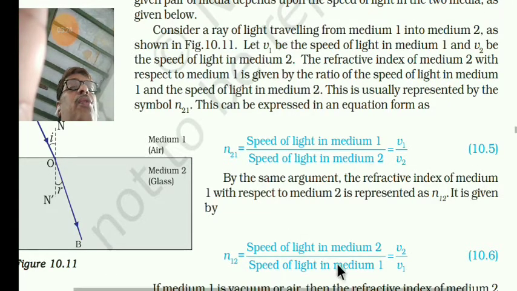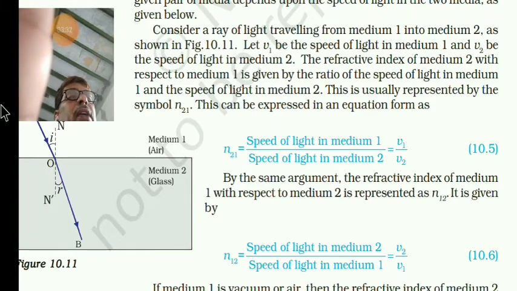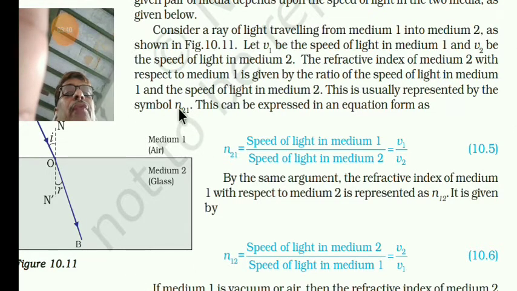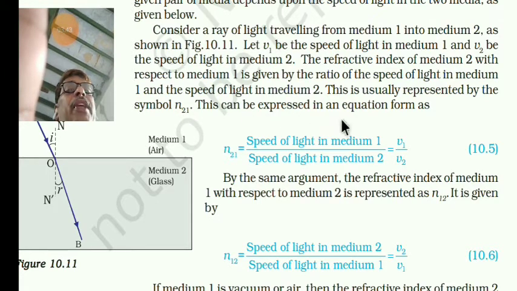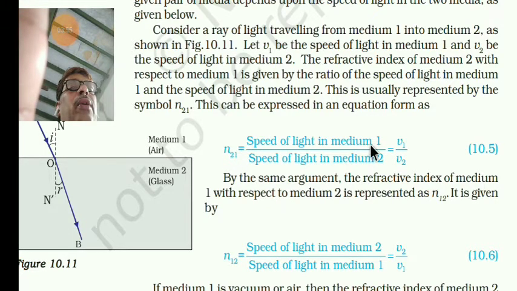This is usually represented by the symbol N21. How do you read this? N21 is the refractive index of 2 with respect to 1. It is equal to the speed of the light in medium 1 divided by the speed of the light in medium 2, that is V1 upon V2.